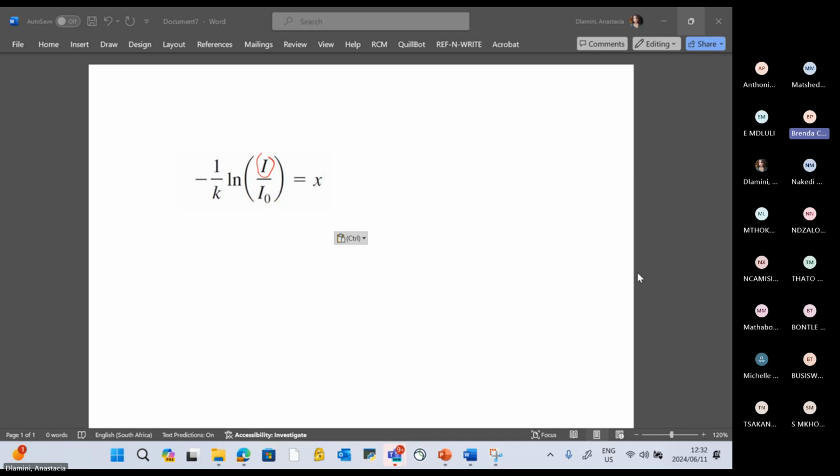Okay, now we are left with ln of, is it 1 or I? Okay, 1 over I0. Is it 1 or I, guys? It's I. Okay, so I. How do you get rid of the ln to put it on the other side?